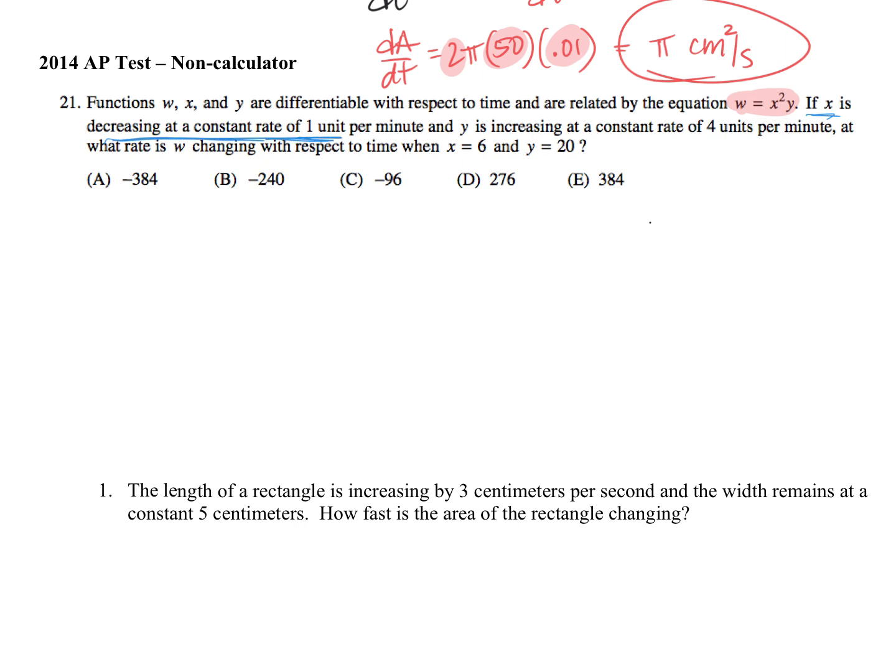Am I going to say x equals -1 or dx dt equals -1? dx dt. Whenever we see the word rate, people, we're going to do a derivative. So I'm going to say dx dt, and I'm going to say -1 because they said decreasing. And then it says y is increasing at a rate of 4. As soon as I hear rate, I'm going to do d/dt. So I'm going to say dy dt is +4, since it's increasing. What rate is w changing? Do we want w or do we want dw dt?